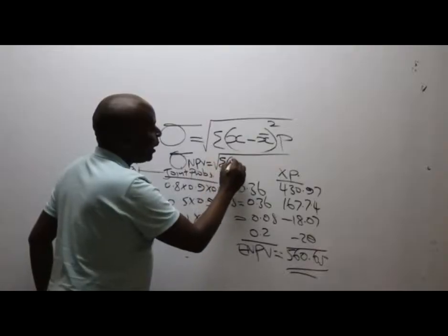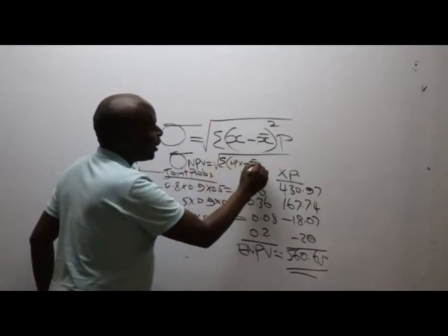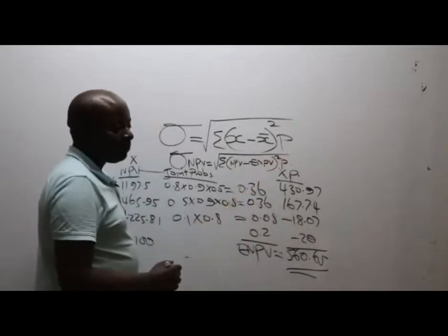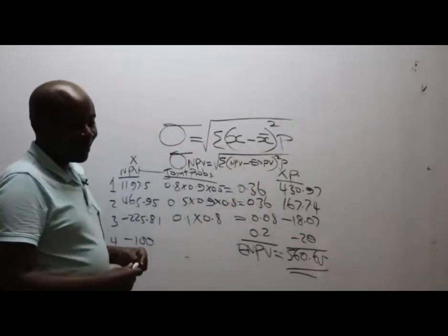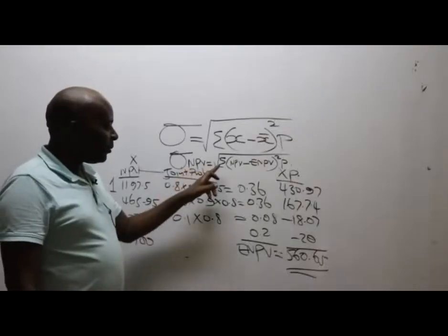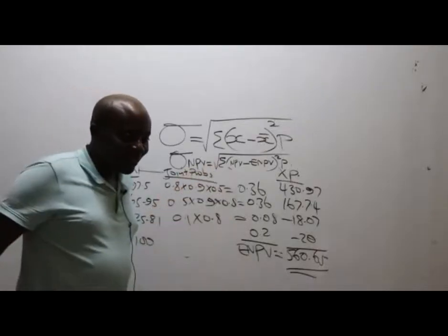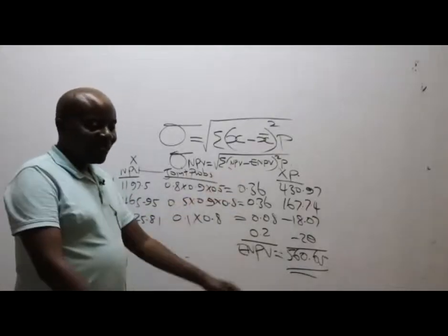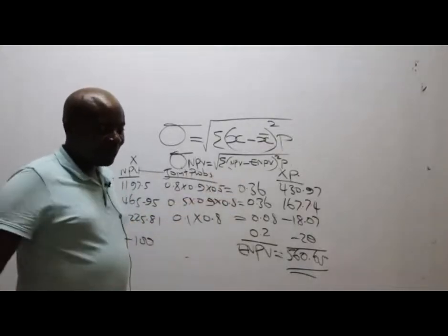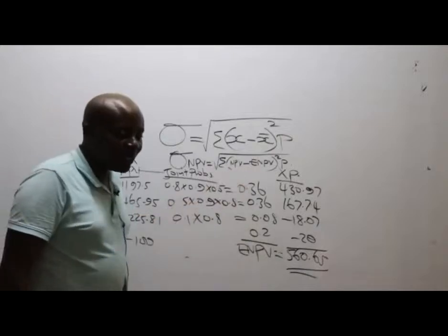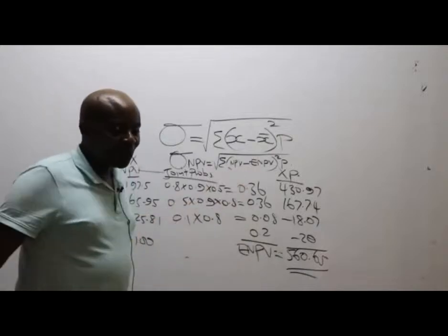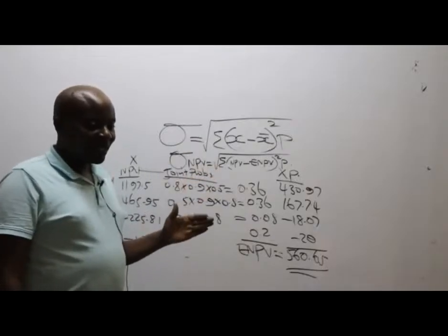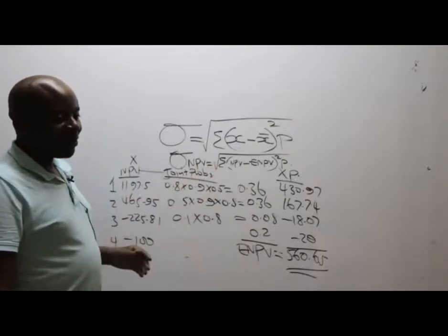So this one here will be NPV minus expected NPV, squared, times probability. Please let me know whether you have been able to write down this formula nicely. Have you been able to write down this formula nicely? Yes, great. Thank you so much.